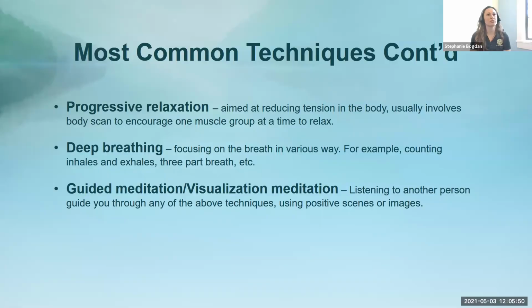And then we have a few different types as well. Progressive relaxation is also a type of meditation, and that's aimed at reducing tension in the body, and it usually involves a body scan to encourage one muscle group at a time to relax. Sometimes we start at the crown of the head and we slowly work our way down to the feet, or we start at the feet and we slowly work our way up to the crown of the head.